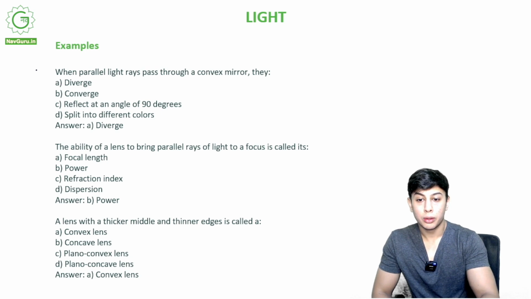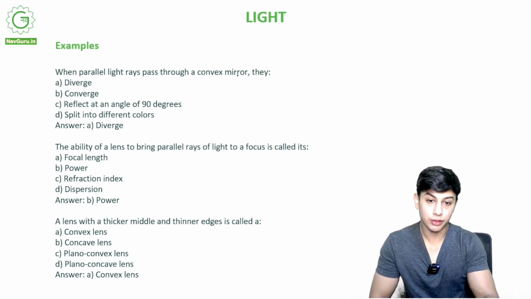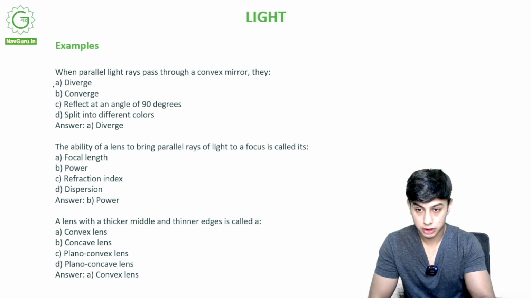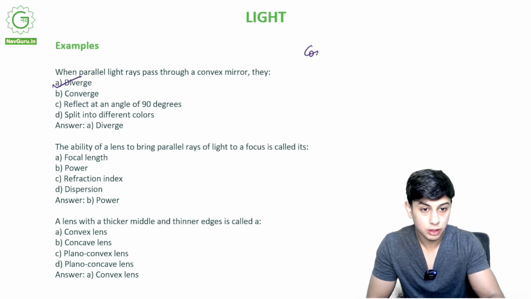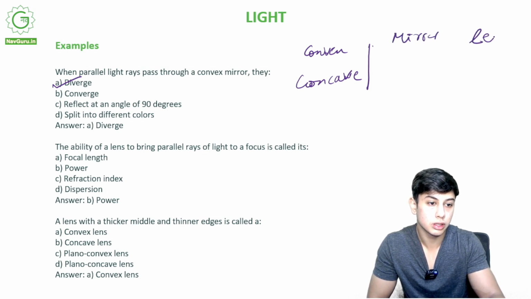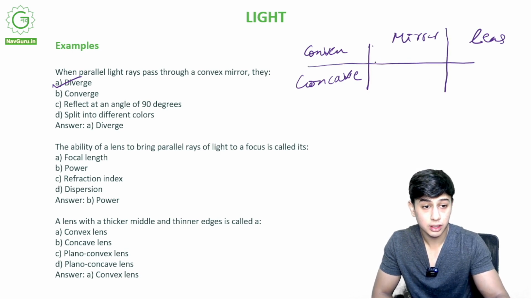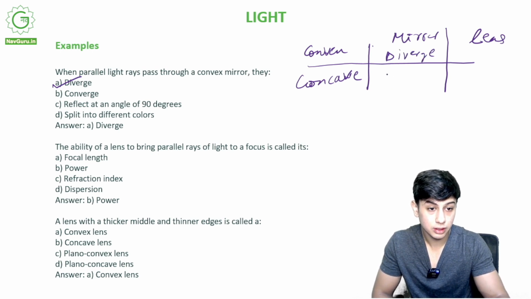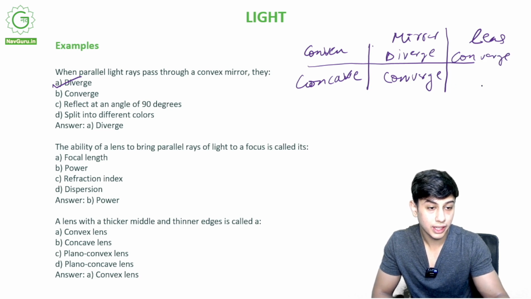Now, when parallel light rays pass through a convex mirror, they diverge. We can write it here: convex, concave, mirror, lens. Convex mirror, they diverge. Concave mirror, they converge. Convex lens, they converge. Concave lens, they diverge.